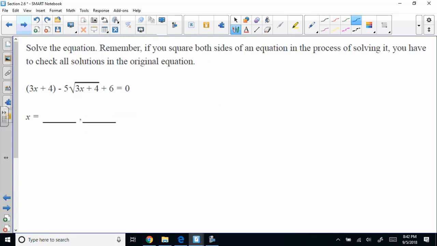The radical first. Well, it's got a radical in it. So what are we going to do first, guys? Isolate the radical, right? That's our game plan. If you got a radical, we got to isolate it. So what if I took that negative 5 square root of 3x plus 4 over to the other side? Would it change to a positive 5? Yes or no?